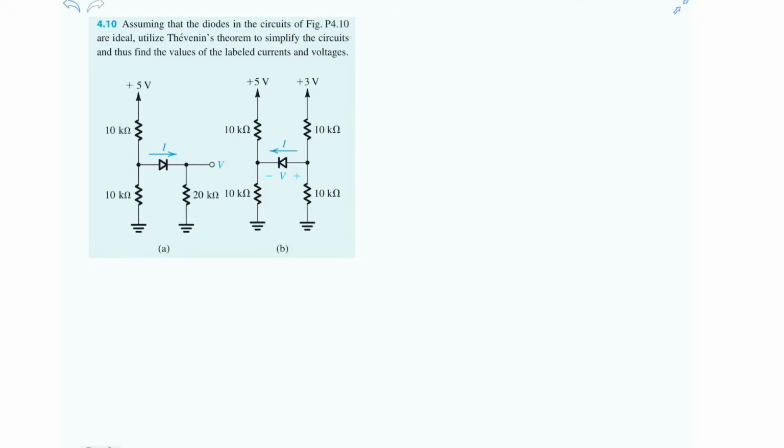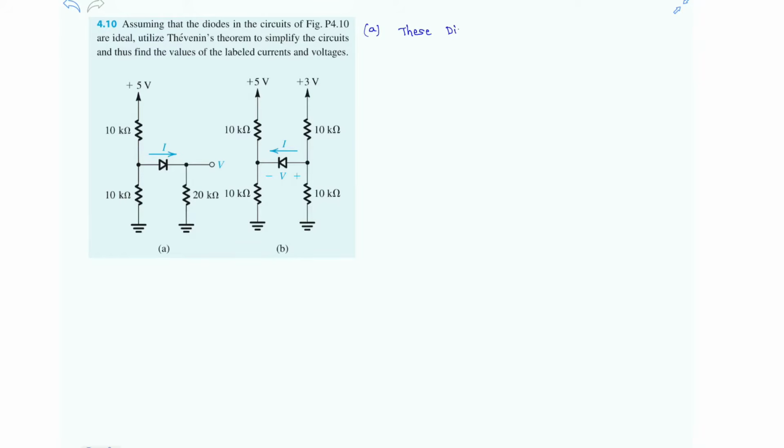Hi friends, let's solve one more problem on diodes. Here it is asking to calculate voltage and current at various places. So let's go with problem A. And we should remember that these diodes are ideal.